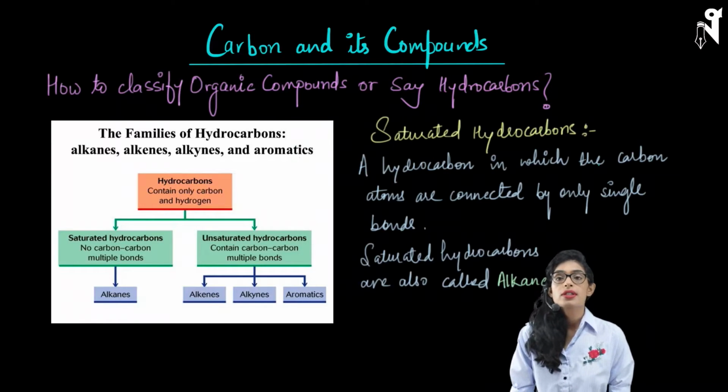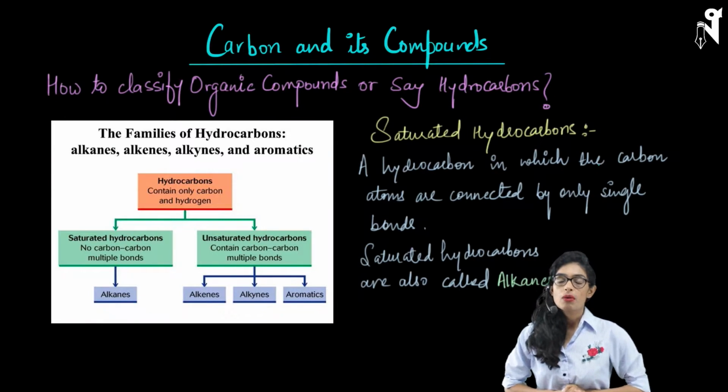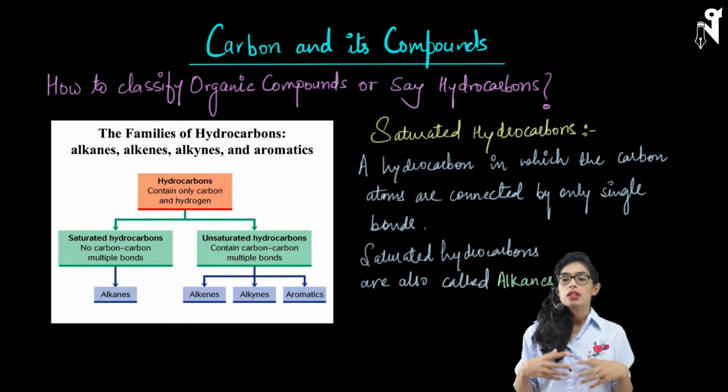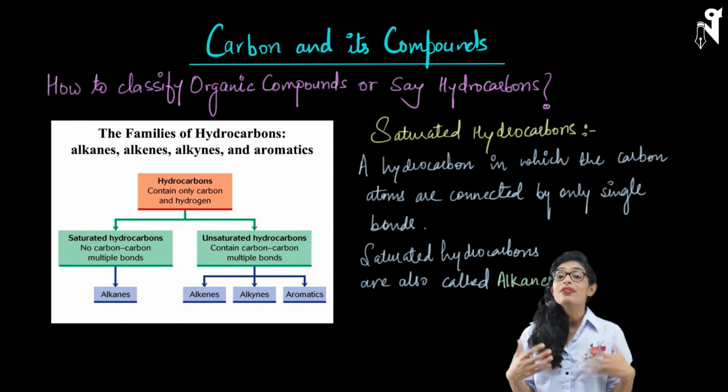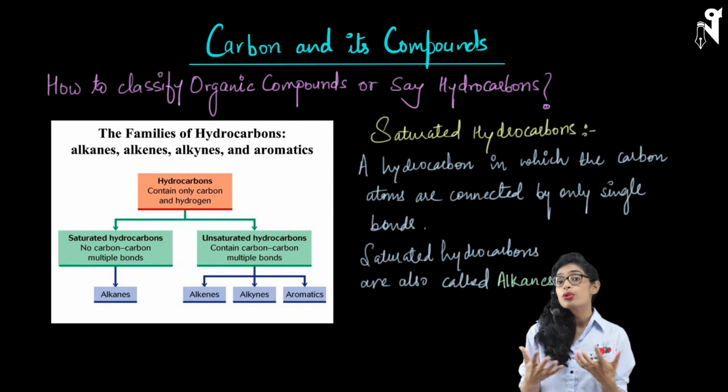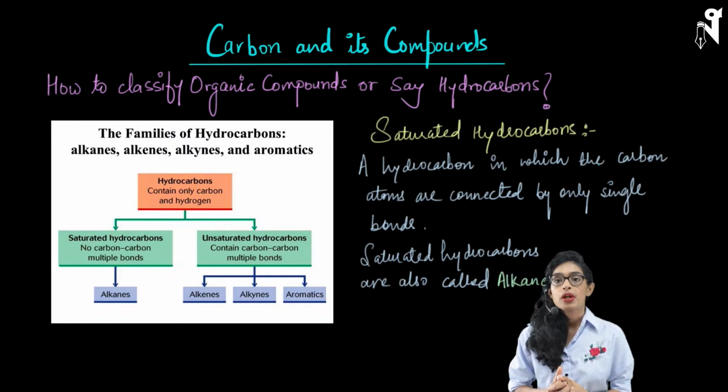Hello everyone. So this is the third lecture of carbon compounds, and in the last class we had discussed the allotropes of carbon, and before that we had understood how the origin of organic compounds happened, how we discovered what organic compounds are, and how we got to know how to synthesize organic compounds.